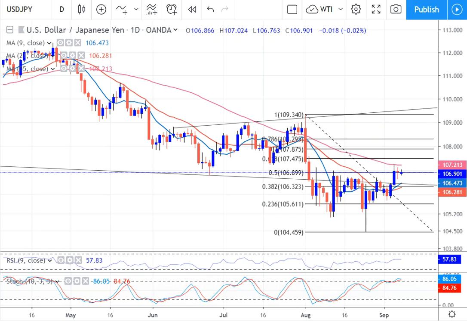Good morning, guys. So, while I've got your attention and the birds are not up and singing yet, I'm going to run through very briefly a few currencies with you. And first of all, I'm starting off with the dollar yen.